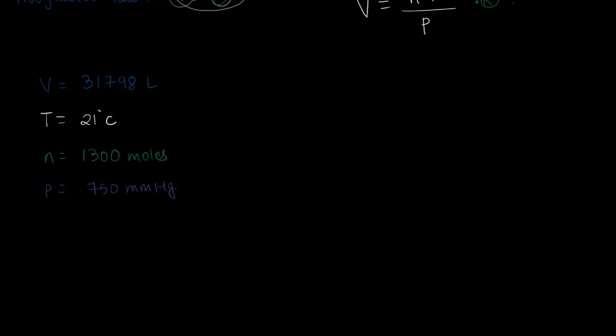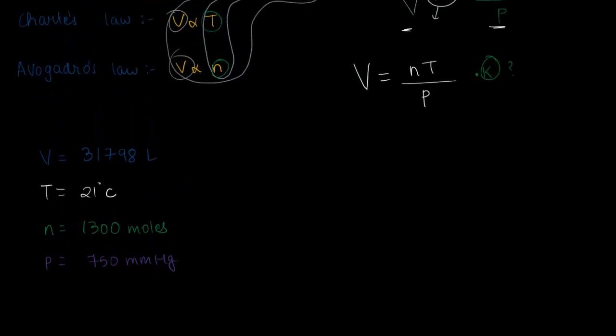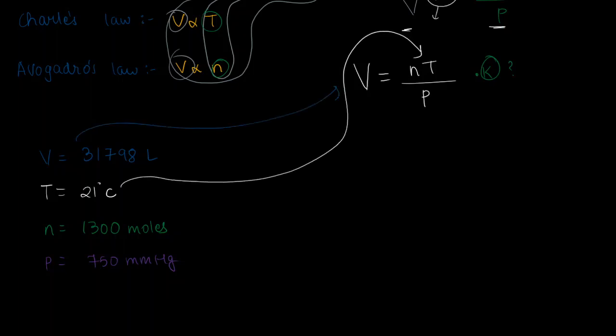What we can do is just put in these values here. We will take V, we will put it here. We will take T, we will put it here. We will take N, and we will put it here, and we will take P, and we will put it in the denominator. When we substitute all of that, you get two numbers here and here, and you can divide them to get the value of K.